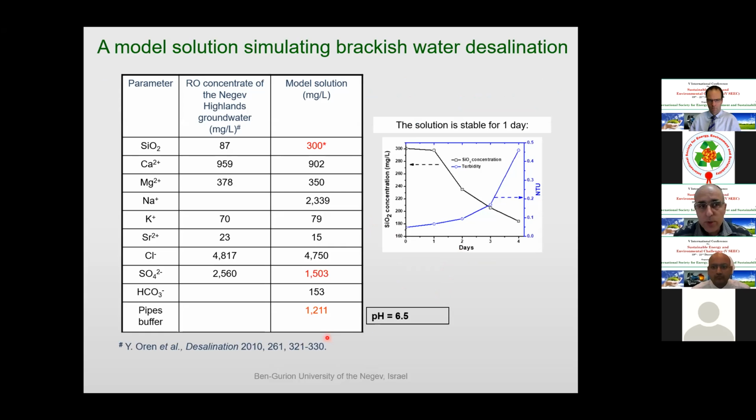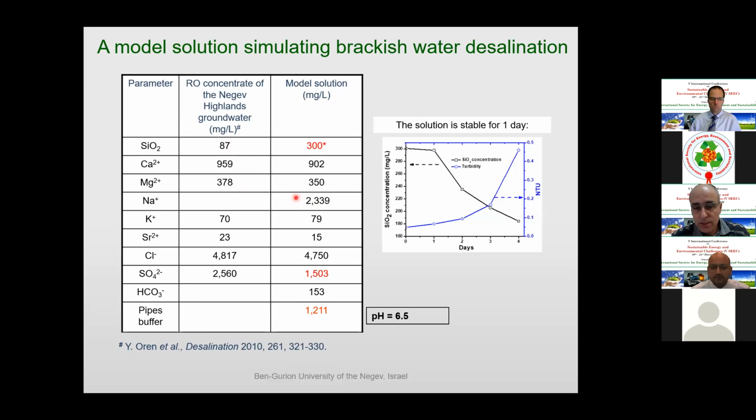So in the first step, we prepared the model solution that simulates brackish water desalination. We based our solution on the RO concentrate of the Negev Highlands groundwater. As you saw before, there are several desalination facilities for brackish groundwater, and here you can see the composition of this groundwater. On the right is the model solution.